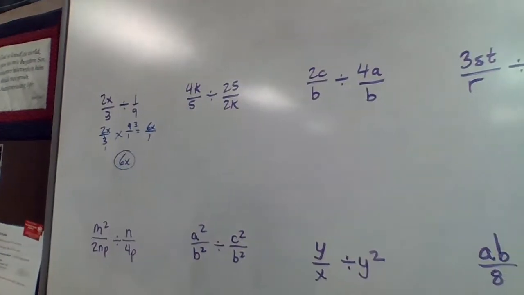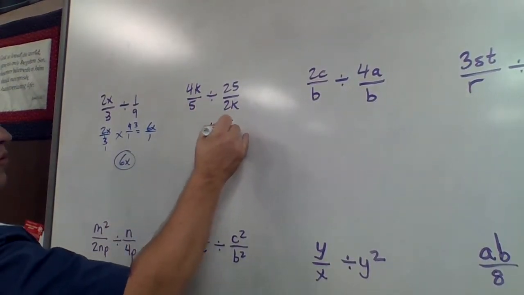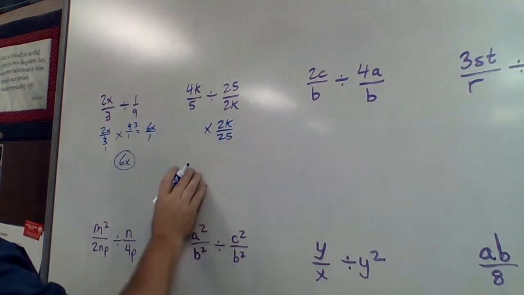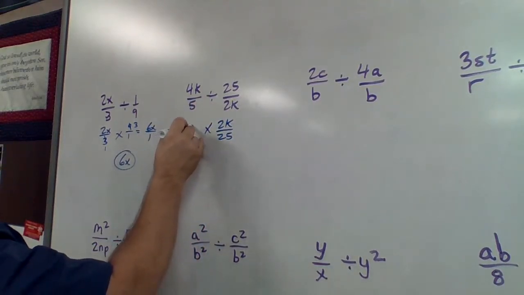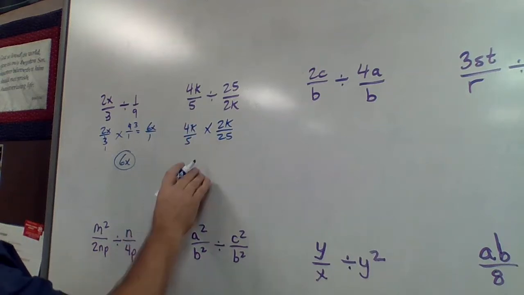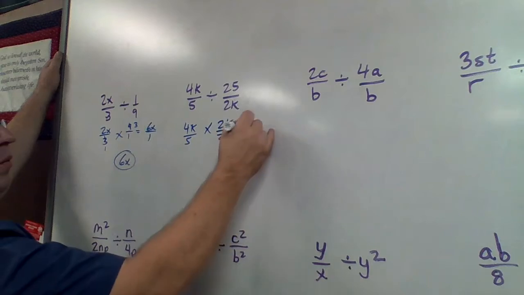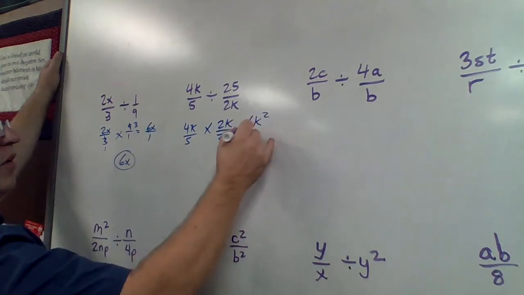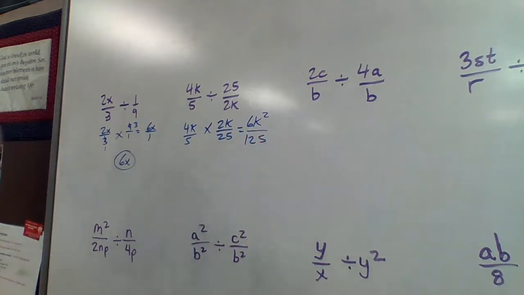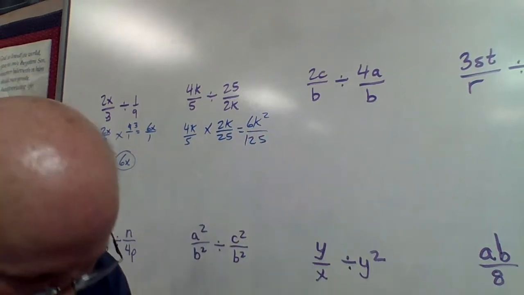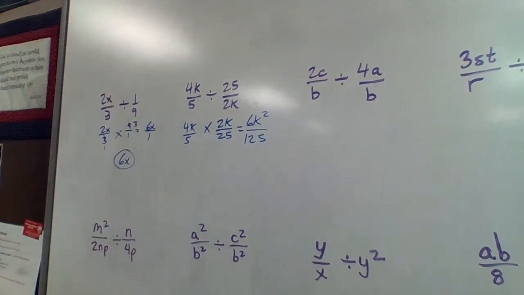Next one over. Let's multiply by the reciprocal of that second number. We're flipping the numbers around. And I got 4k and 5 on the top here. Wow, this is going to be an interesting problem. I get 6k to the second power over 125. Did you catch that? 6k to the second power over 125.